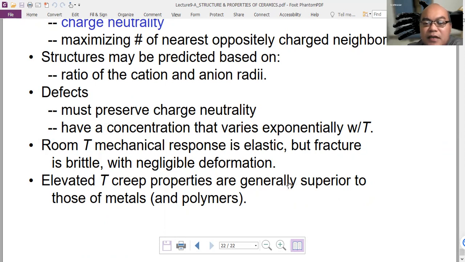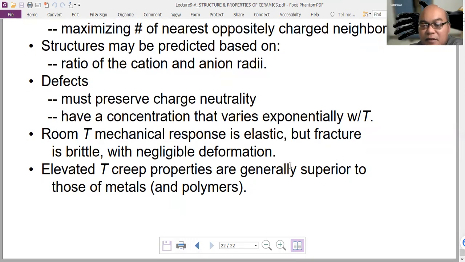Elevated temperature creep properties are generally superior to those of metals and polymers. Creep means how the mechanical structure changes slowly with higher temperature. With ceramics, it is superior because they have very strong bonding. Usually their melting temperature is also very high, above 1000 degrees Celsius, higher than metals, let alone polymers. Okay, so that will be all.